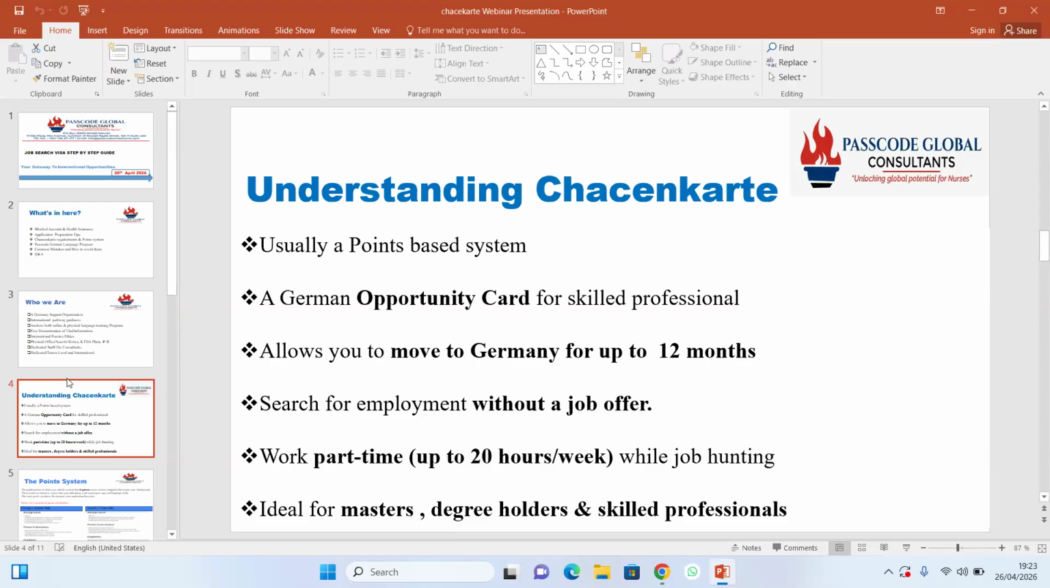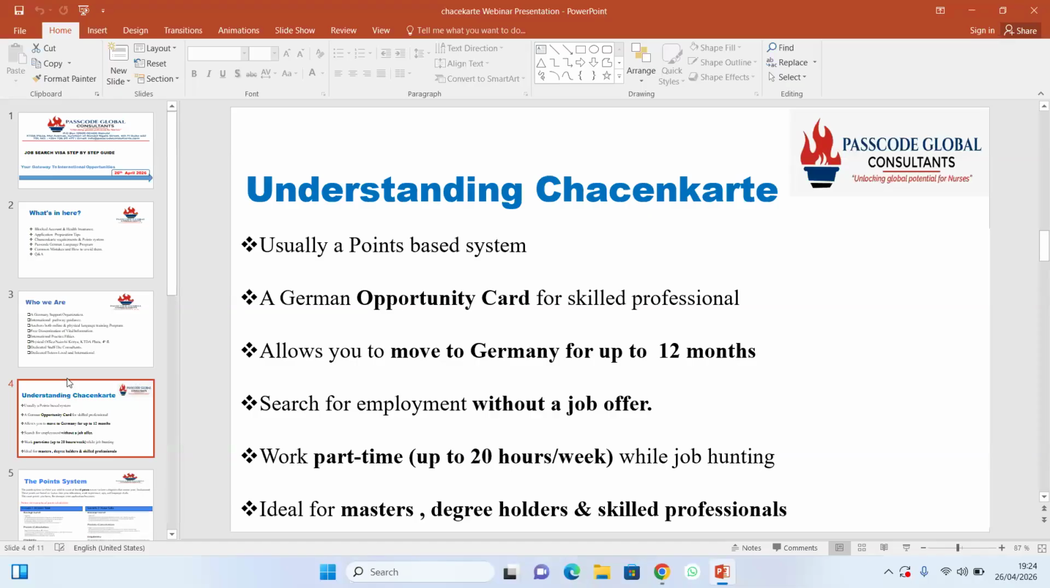So if you're a nurse and you're looking into moving abroad, this is your opportunity. You do German language up to B1, and in 4 to 6 months you've already moved to Germany. So we as Passcode Global Consultants help you with migration, learning the German language, exam preparation, and also the immigration process. We are not going to leave you hanging without an employer. The moment you have your German language certificate, we connect you with an employer immediately and they start processing your documents.